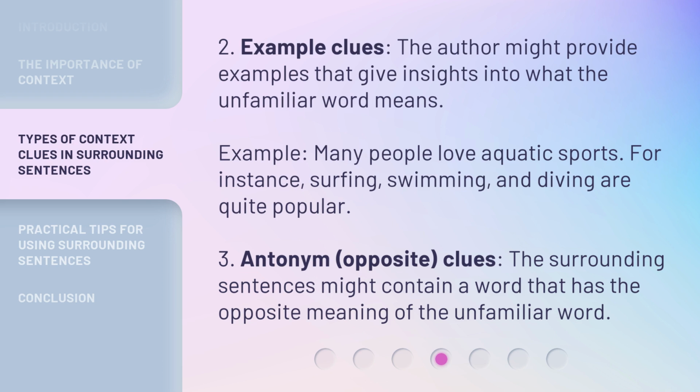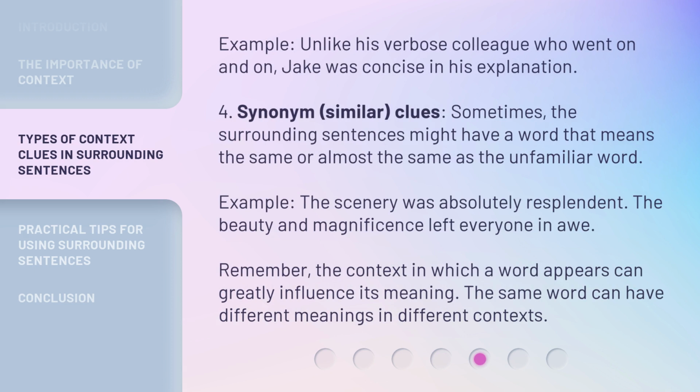3. Antonym, opposite, clues. The surrounding sentences might contain a word that has the opposite meaning of the unfamiliar word. Example: Unlike his verbose colleague who went on and on, Jake was concise in his explanation.